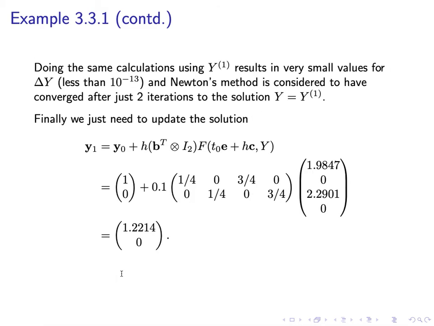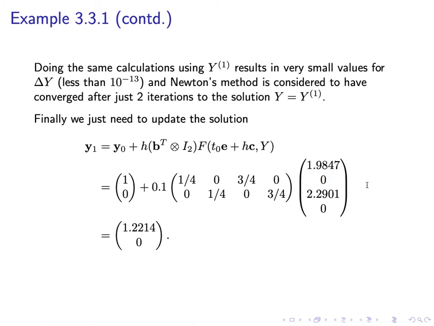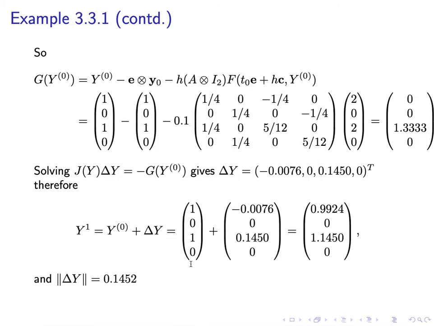Doing it again actually results in very small values for delta y, less than 10 to the minus 13. So our next value of delta y is very similar to these values here. So it's converged after just 2 iterations. So our values for big Y are these. We are very certain that these are our values for big Y.